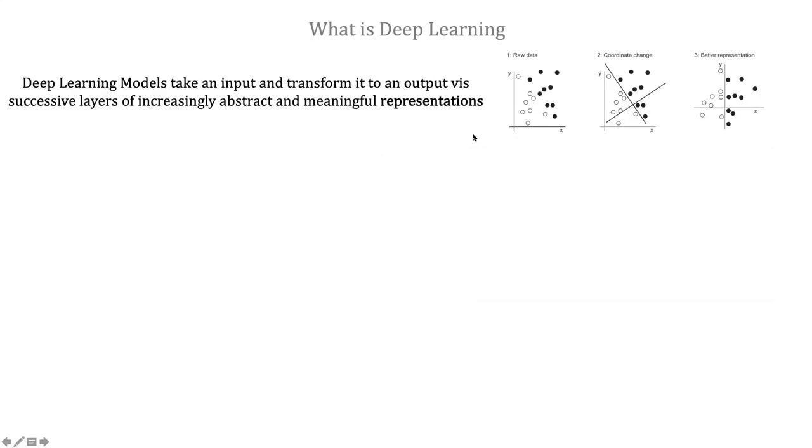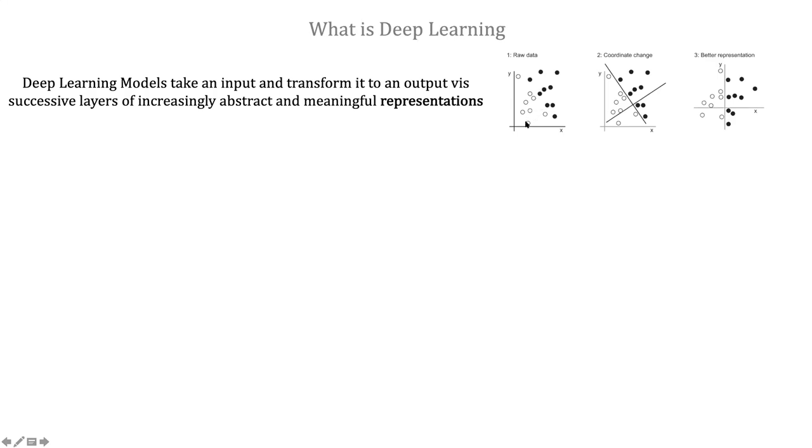Okay, so what is deep learning? Deep learning models take an input and transform it to an output via successive layers of increasingly abstract and meaningful representations. This is a very high level description of what deep learning is, and I'm going to give here an example to try to explain what I mean by these meaningful representations.